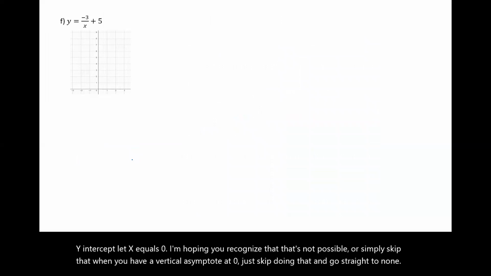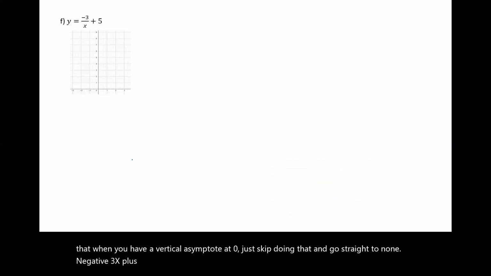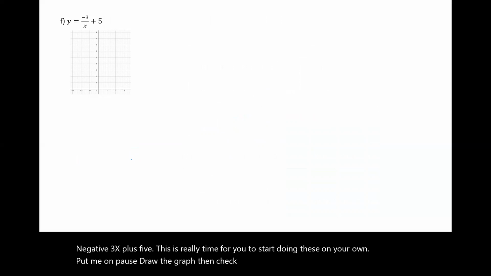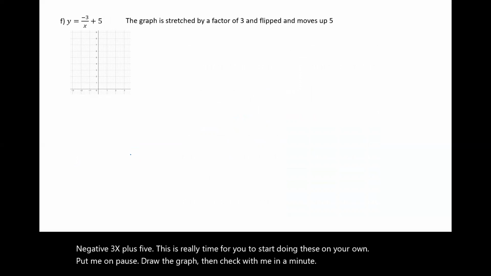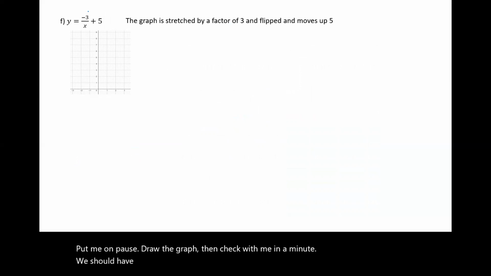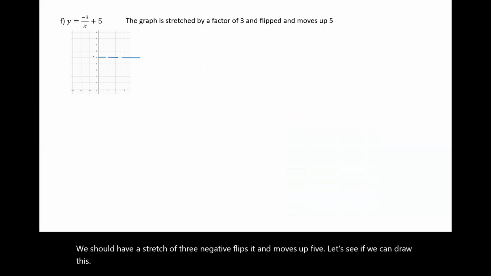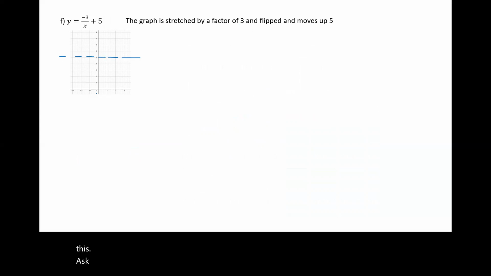Negative 3/x plus 5. This is really time for you to start doing these on your own. Put me on pause, draw the graph, then check with me in a minute. We should have a stretch of 3. Negative flips it and moves up 5. Let's see if we can draw this. So asymptote's been moved up 5. Vertical asymptote stays at 0.